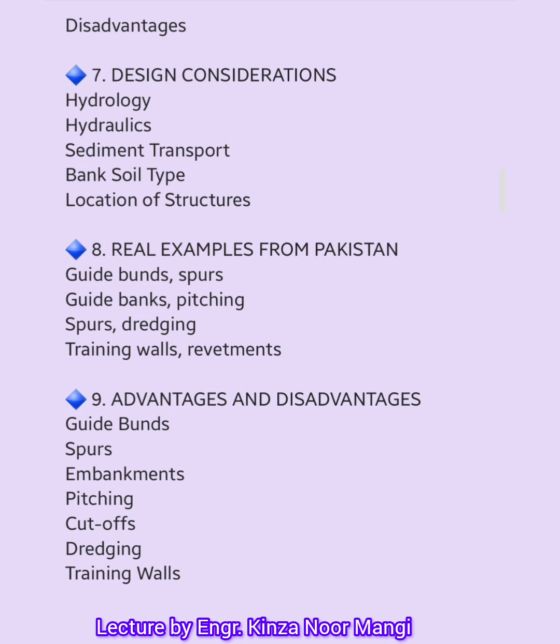On the Kabul River, Warsak Dam structure is constructed and the training methods used are training walls and revetments. There are different advantages and disadvantages of the different types of river training methods. Guide bunds have advantages like long-term protection, essential for barrages, but the disadvantages are that they are high cost and rigid. The next method is spurs. The advantage of spurs is that they are flexible and economical, whereas the disadvantage of spurs is local scouring if misaligned.